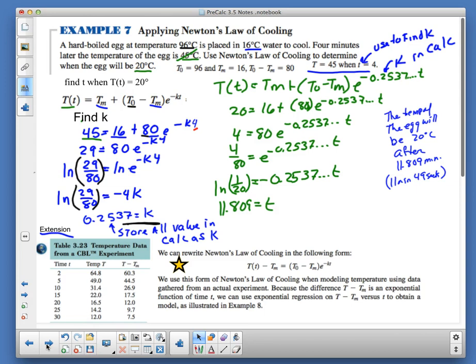It's 16 degrees Celsius water, my medium, my water. If my water is colder, we would expect it to cool faster. If my water was warmer, it would cool slower. So keep that in mind when we're gauging these. Are there any questions? Now remember, we had to use the original information they provided to help us find our K constant.